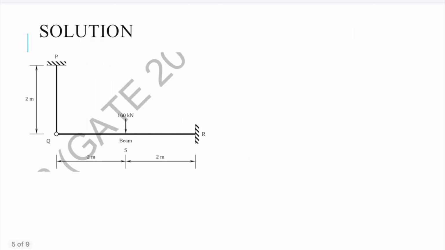So here is the assembly which is given to us, and we need to find the axial force in this member PQ. So for that, let me first draw the free body diagram. I'll separate these two structures from here, this structure from here Q, and release the force FPQ, because that is the force which we want to find out. So let me draw separately these two structures.